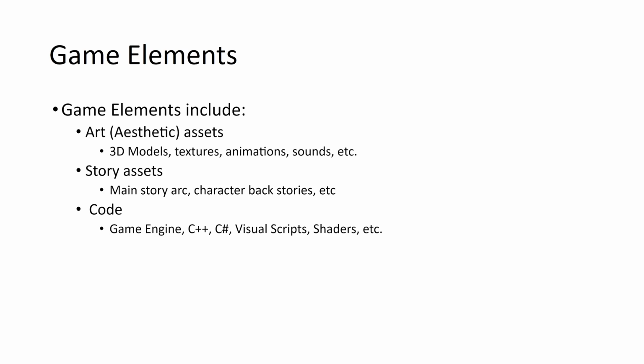Let's think about these game elements. What are we talking about? Well, they include art, assets, 3D models, textures, animations, sounds, etc. Story assets as well. So you might have the main story, arc, character, backstories, etc. And also code. So we have our game engine, which is made of code, programming code. We might be using C++ or C#. We might be using visual scripts. We also have shaders, different classes, etc., etc. So all of those are included under our game elements.